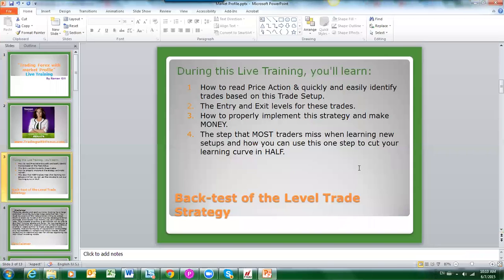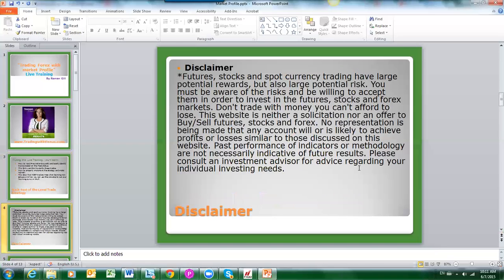Okay, so during this live trading, essentially we'll be looking at, again, in the context of market profile, how do we read price action quickly and easily, and how do we identify trades based on this method using market profile. Then we'll look at some entry and exit levels, and then how to properly implement this strategy so we can actually make money using this. And then last of all, but a very important step is how can traders get the best use of this methodology, and how can you cut your learning curve in half?